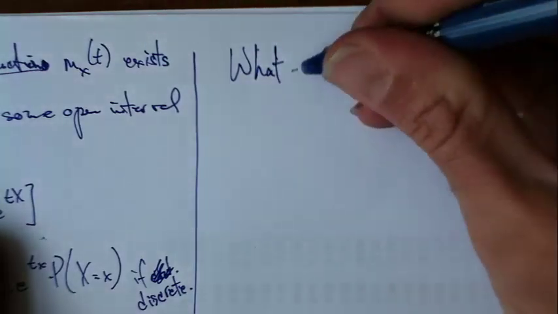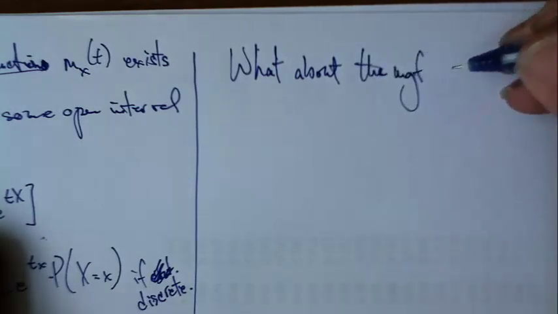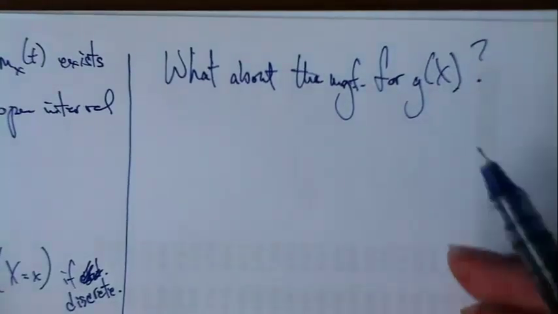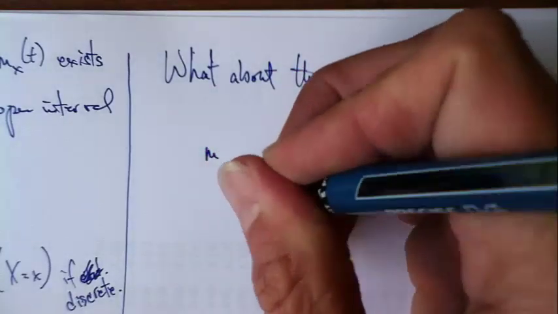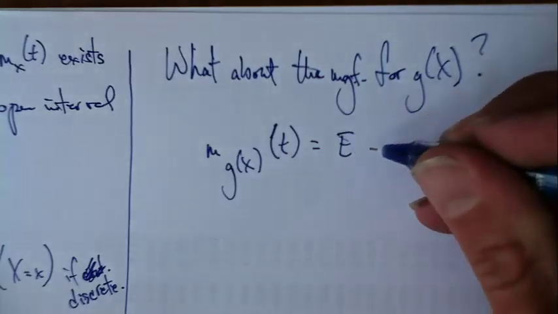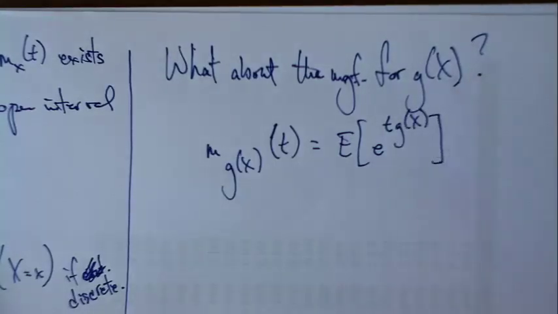Something else that might be important to us is to take a look at functions of random variables. So what about the moment generating function for a function of x? Maybe x is the number of gallons of water that you use in a month, and maybe g is some kind of cost function. Maybe you're not necessarily interested in the volume of water that you use, but you want to know how much the random cost is going to be. Well, the moment generating function for g of x we can write as the expected value of e to the t g of x. G of x is now my random variable, really. It's the random quantity that I'm interested in.